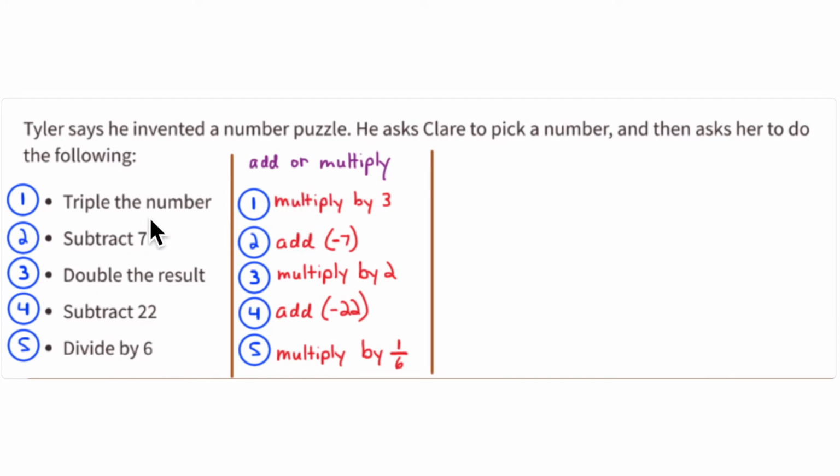Triple a number is the same as multiply by 3. Here it subtracts 7, so that's the same as adding the additive inverse, negative 7. Double the result, that's the same as multiply by 2. Subtract 22, that's the same as adding negative 22. And divide by 6, that's the same as multiplying by 1/6, the multiplicative inverse.